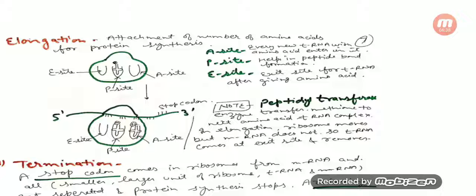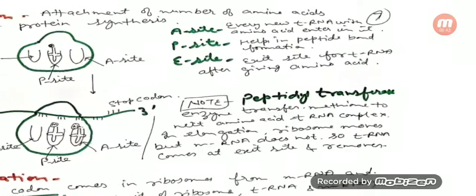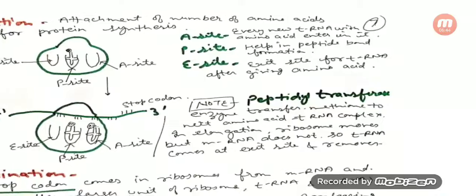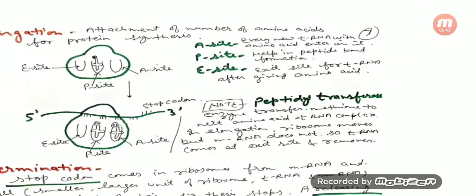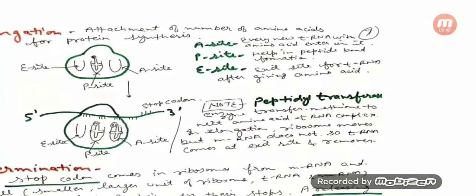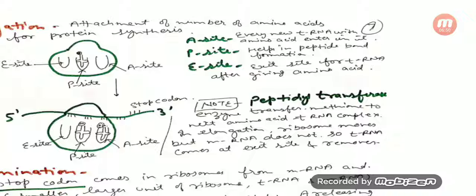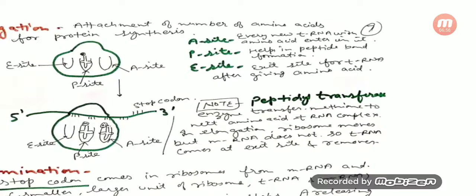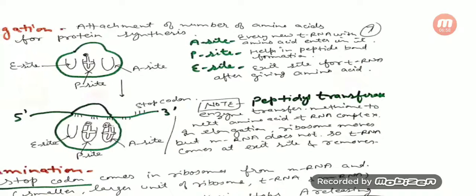In the second diagram, we can see there is an enzyme, that is peptidyl transferase, which transfers the first amino acid, that is methionine, to the next amino acid-tRNA complex. So there is formation or addition of various amino acids on ribosomes.